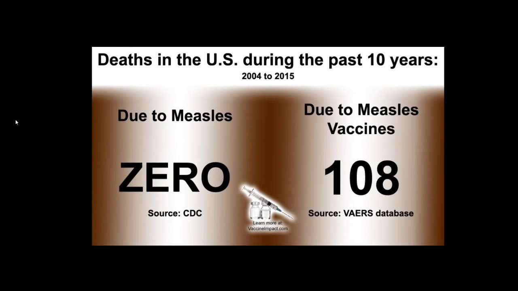This one I thought was actually interesting to include because whenever you start to talk about anti vaxxers and the argument against them, you're going to see data like this. The deaths in the US in the past 10 years from 2004 to 2015 due to measles, zero. Zero people have died in 10 years due to measles. But how many people have died due to the measles vaccine?